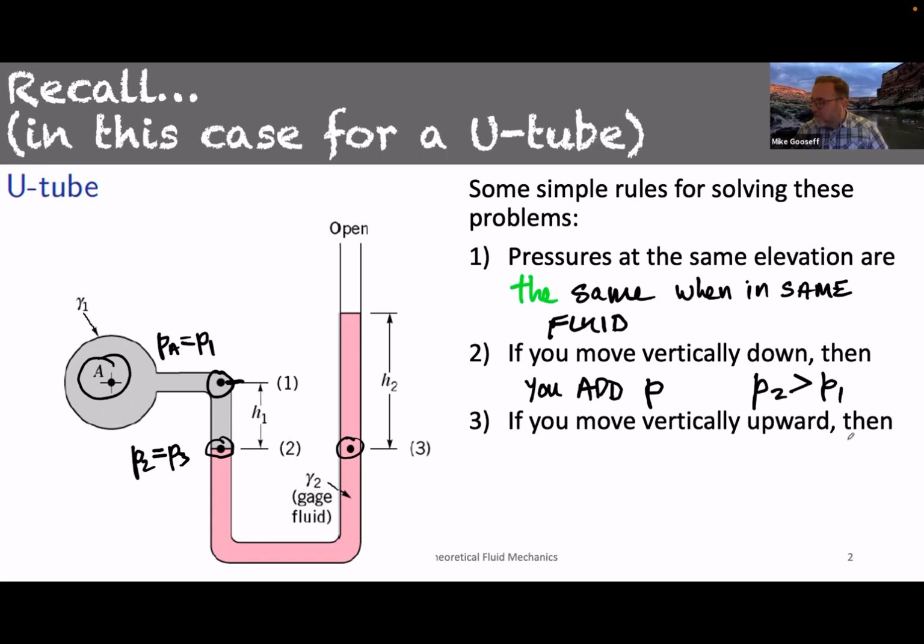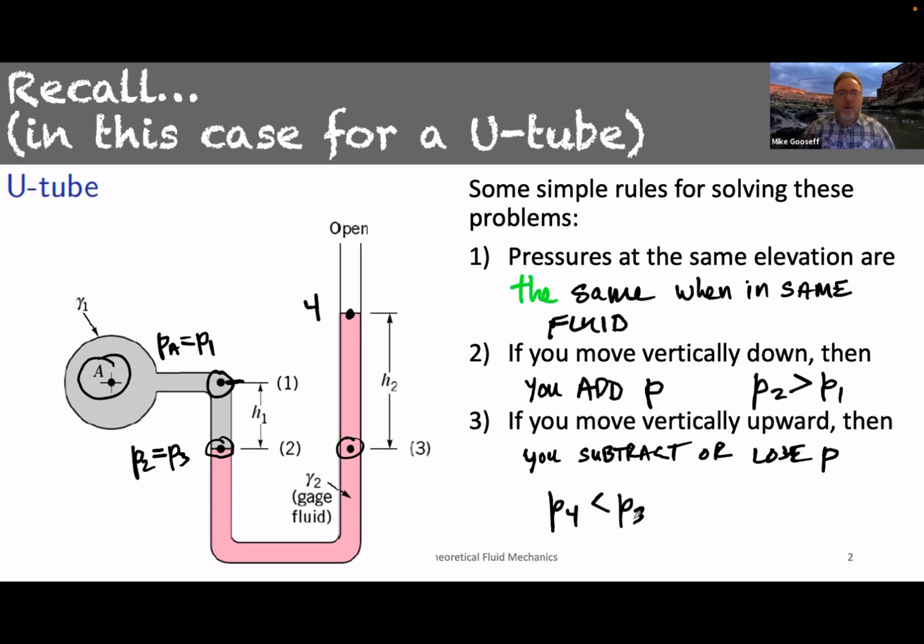And if you move vertically upward, then you subtract, or we could say lose pressure. So in other words here, I'm going to call this point number 4, P4 is less than the P at 3, right? Okay, so that was our overall view. This is a pretty simple setup.